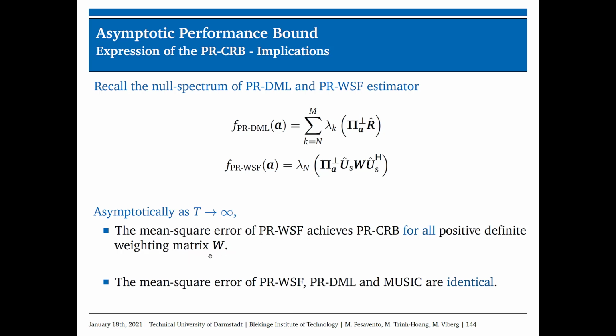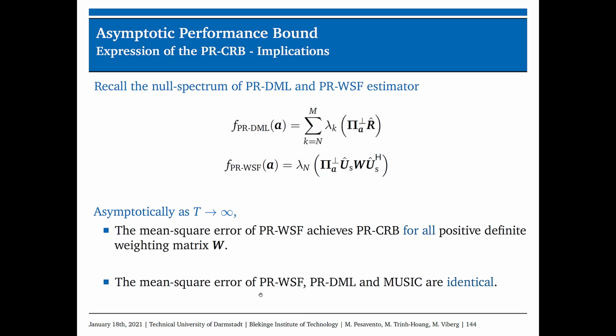subspace fitting criterion. This result is somewhat surprising, as we know that in the conventional model, the choice of the weighting matrix in the weighted subspace fitting criterion is of critical importance for the asymptotic performance, and this property has been used to devise optimal strategies for the choice of the weighting matrix. For the PR weighted subspace fitting algorithm, this is not the case. The asymptotic performance of all positive definite weighting matrices is identical.